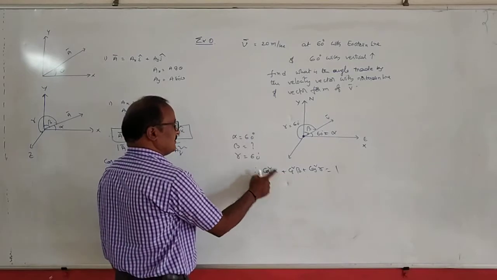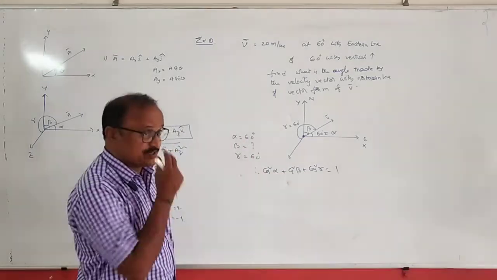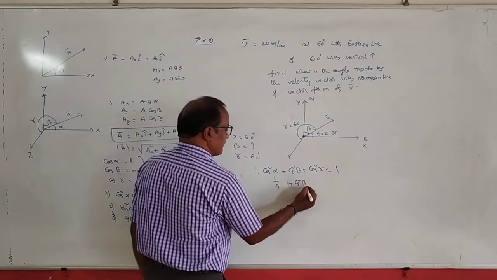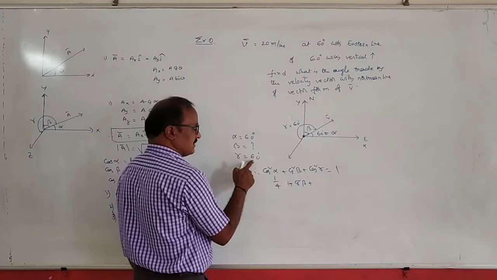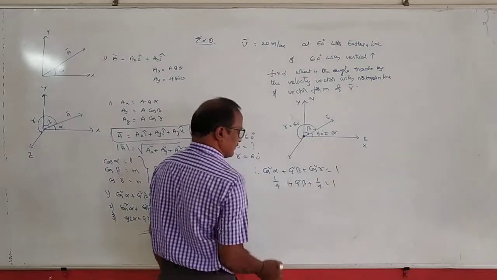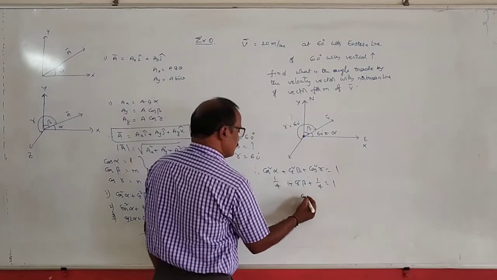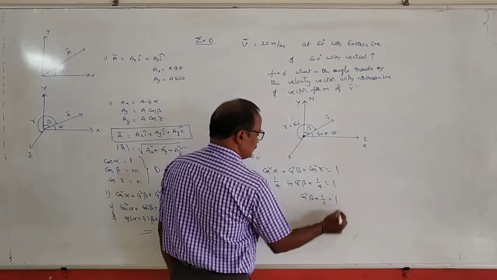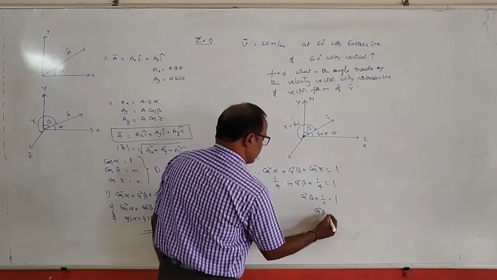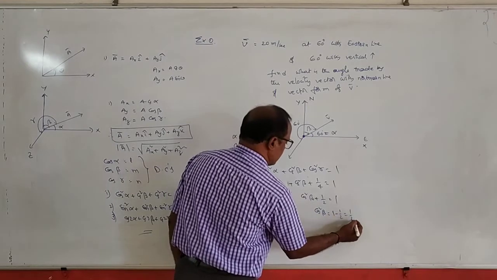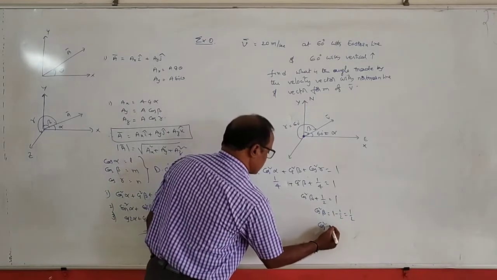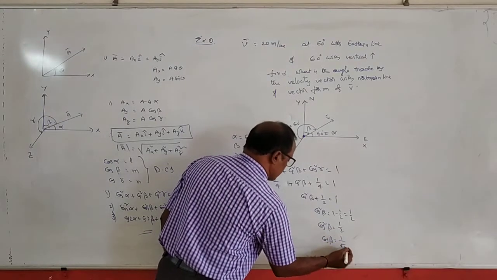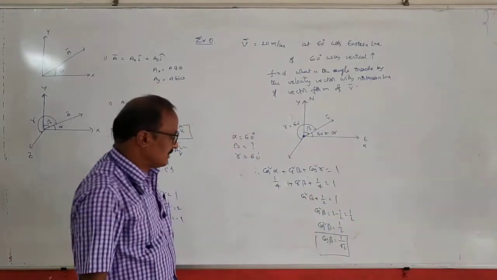What is the value of cos alpha? Cos 60 is equal to 1 by 2. So cos square alpha is 1 by 4, plus cos square beta, plus cos square gamma which is also 1 by 4, is equal to 1. 1 by 4 plus 1 by 4 is 1 by 2. Then cos square beta is equal to 1 minus 1 by 2, which is 1 by 2. So cos square beta is 1 by 2. What is cos beta? Cos beta is equal to 1 by root 2.